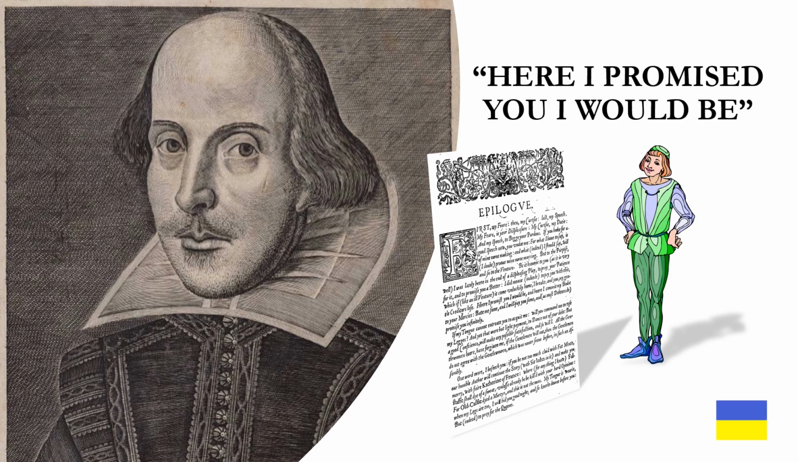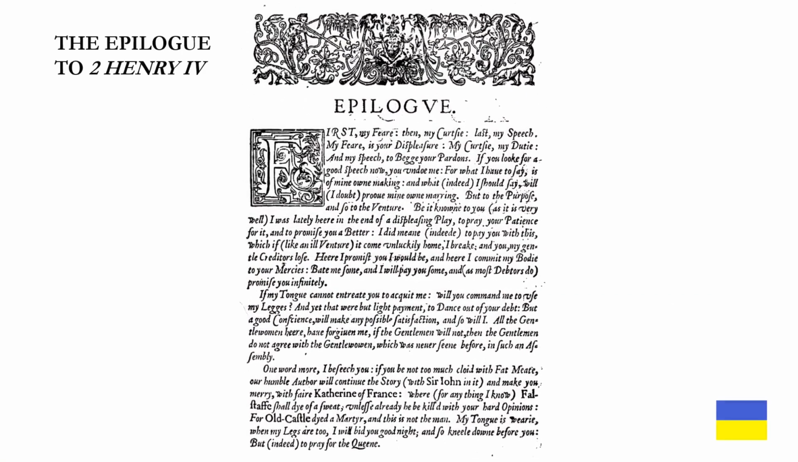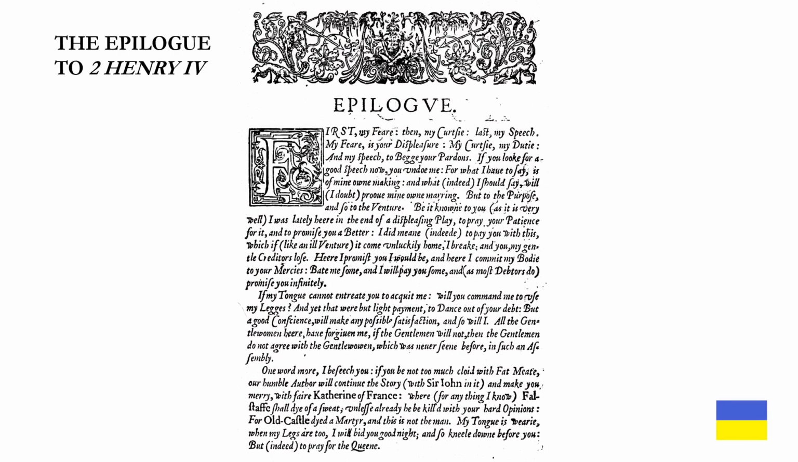Presenting "Here I Promised You I Would Be." We turn our attention to the epilogue to the second part of Henry IV as it appears in the First Folio. To understand its importance, we have to look at where it's located.